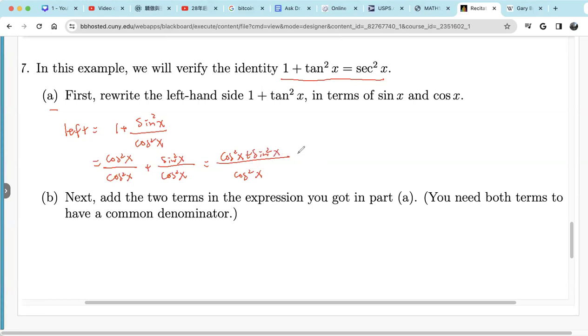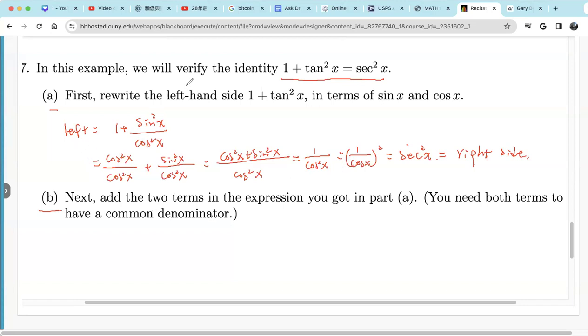Again, by the Pythagorean trig identity, cosine square plus sine square equals 1. So that's 1 over cosine square x. Remember, that's 1 over cosine x squared. What's 1 over cosine? The secant. So the secant squared, which equals the right-hand side. Right? Basically, I did B in A.